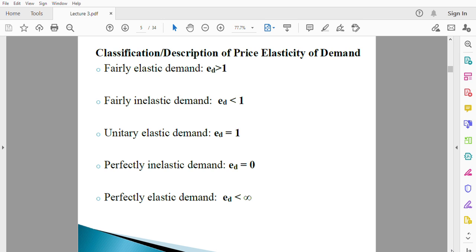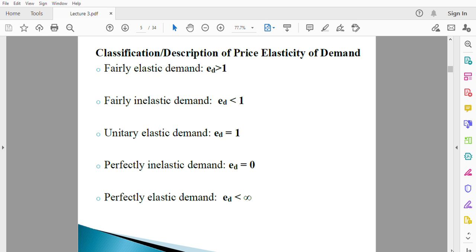Classifications or description of price elasticity of demand. Anytime you calculate the price elasticity of demand and you get a number greater than 1, it means that it is fairly elastic, or it has a fairly elastic demand. If you get less than 1, it means it has fairly inelastic demand. If you get equal to 1, it is unitary elastic demand. If it is equal to 0, it is perfectly inelastic.